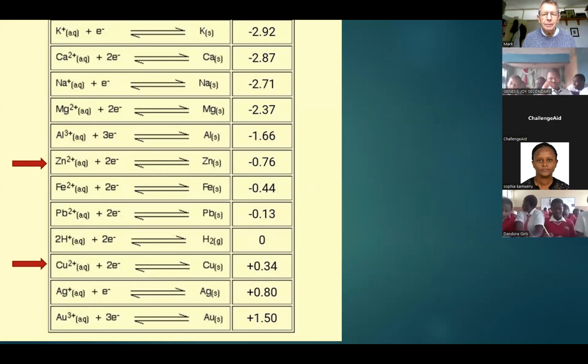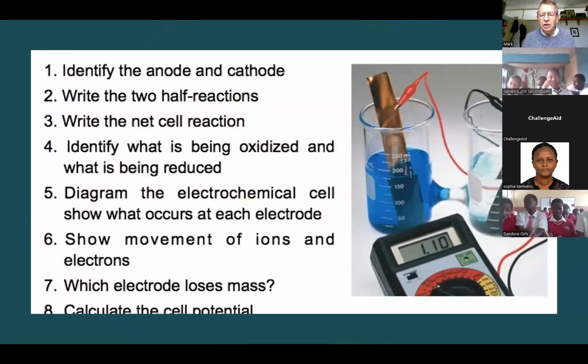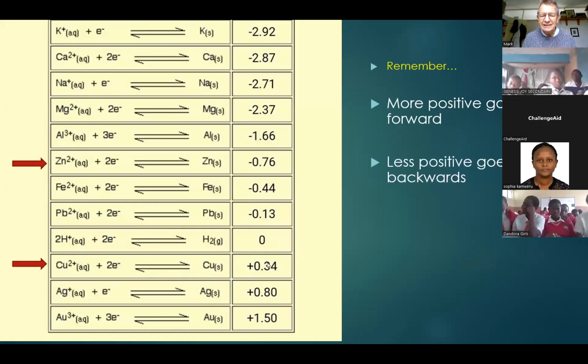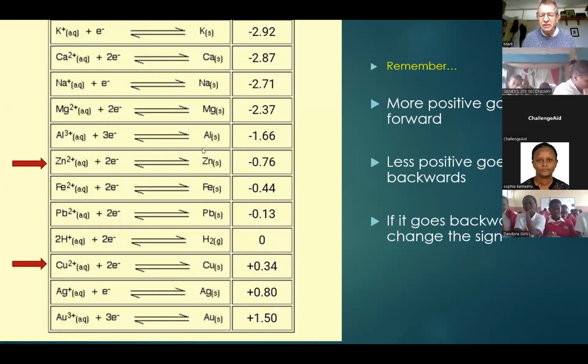If we go back a couple of pages to the picture, you can see here on the voltmeter, it says the voltage is 1.10 volts, which is what it should be. Look again. The more positive one goes forward, that's the copper, goes from left to right. The zinc goes backwards. We change the zinc sign, so it becomes positive 0.76, and add them together, and it becomes 1.1. Okay.